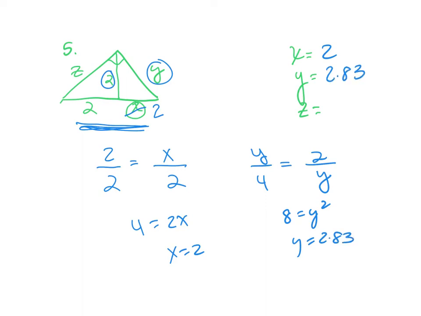Got it? Now, what about the z? Isn't the z going to be the same situation? Yeah. The leg is the geometric mean between the whole hypotenuse, which is 4, and 2. So it's also going to be 2.83.